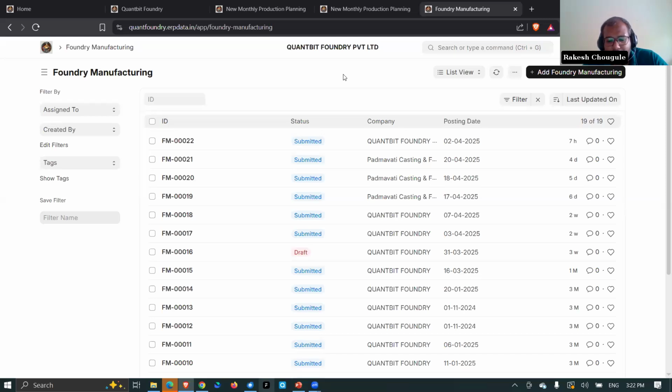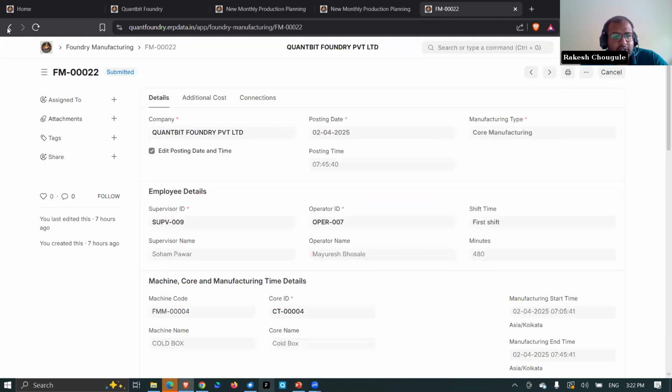Before core production, I cannot make a pouring entry, because for the pouring entry or heat log, I am required to manufacture the core first, and after core manufacturing there will be core consumption in pouring. So there will be a log for each stage. The earlier stage has to be fulfilled by each user. So I will show you here quickly.